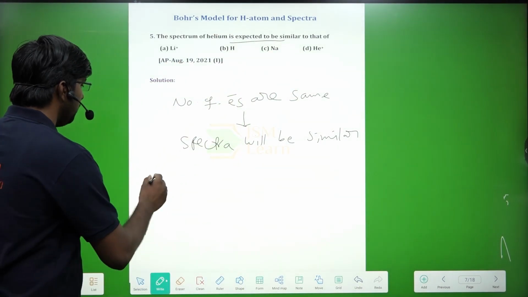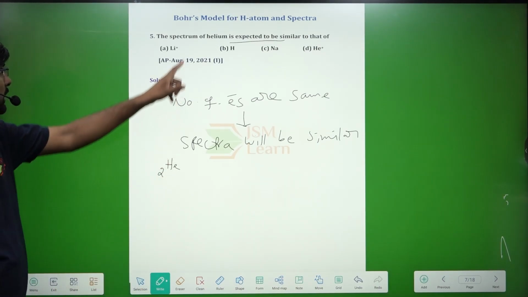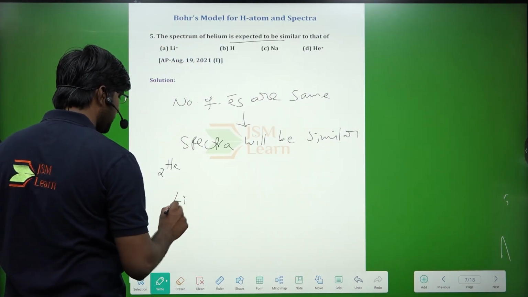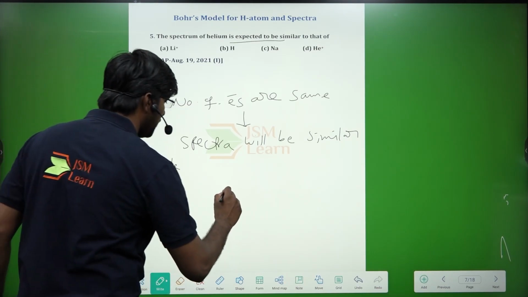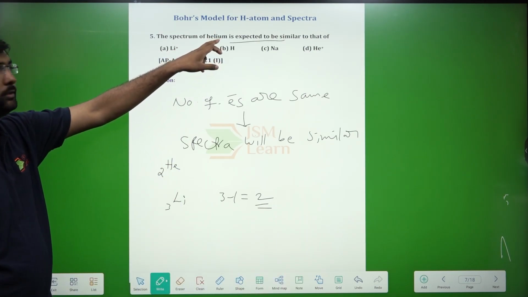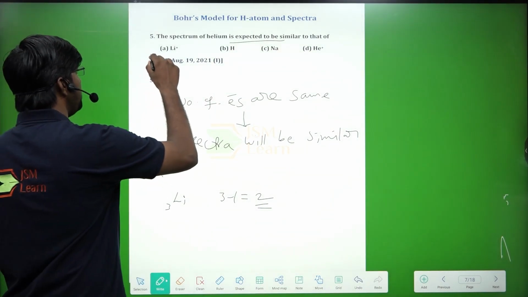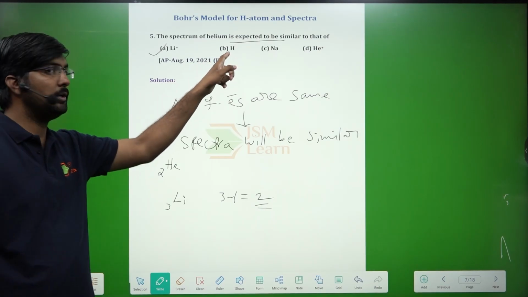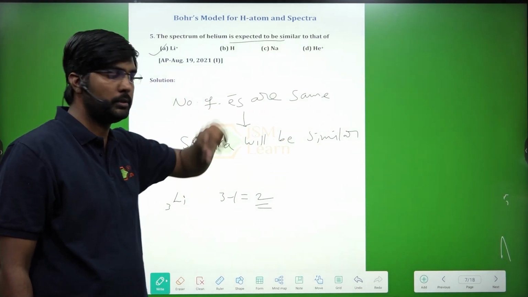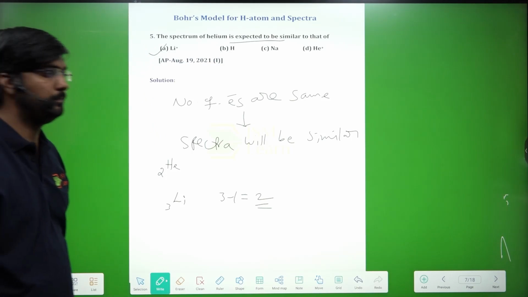So helium, what is the atomic number of helium? 2. So the number of electrons present in helium is 2. Next, lithium plus. Lithium atomic number is 3, so we do 3 minus 1, which gives 2 electrons. So lithium plus has 2 electrons, and that's why lithium plus and helium are expected to have similar spectra. So option A is correct. Similarly, neutral hydrogen has 1 electron, not equal. Sodium has 11 electrons, not equal. Helium plus means 2 minus 1, 1 electron. So that's why option A is the correct one.